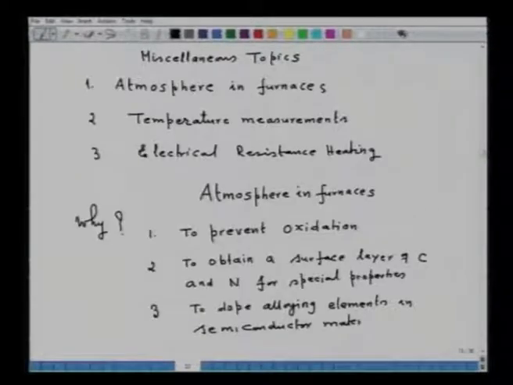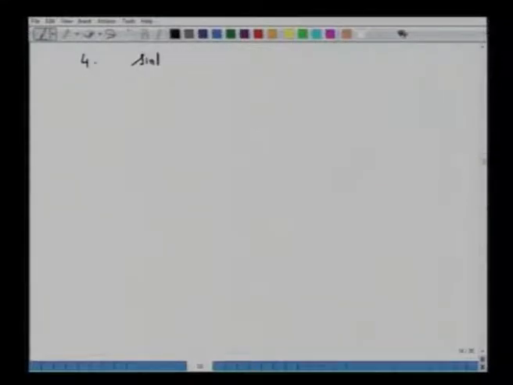Now, fourth objective, we also carry out sintering. Sometimes sintering of carbides requires a dry hydrogen atmosphere. So, sintering of carbides requires a dry hydrogen atmosphere.